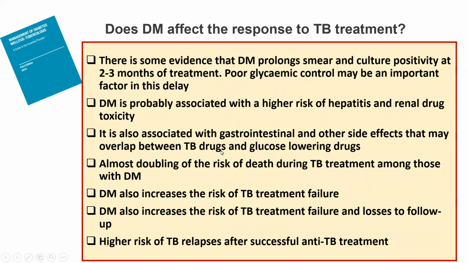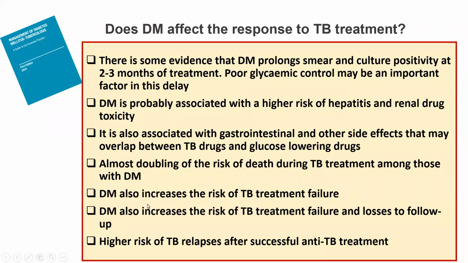like vomiting and diarrhea. So this also has an impact. There is almost a doubling of the risk of death during TB treatment among these diabetes patients, because remember, these two illnesses lower the immune system. You could imagine that having both together in a patient lowers the immune system, which increases the risk of death for that patient.